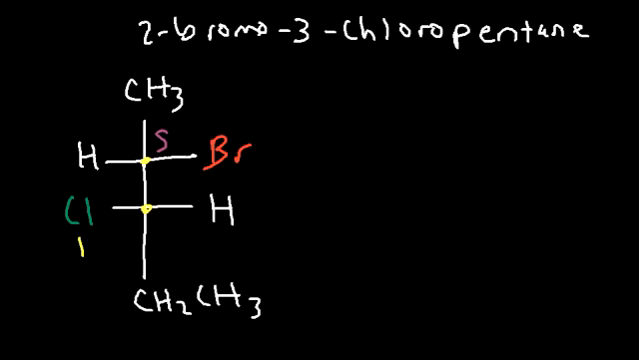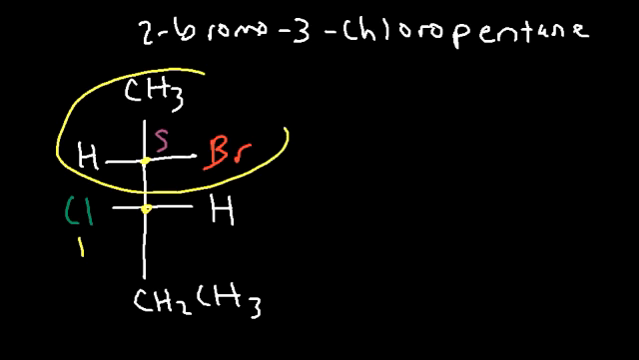Now for the other chiral center, the Cl has the highest atomic number, so that's 1. And if you compare the Cl and the Br, first you look at the first atom that's attached to the chiral center. And so chlorine has a higher atomic number than the carbon above, so that's why chlorine is number 1 and not bromine.